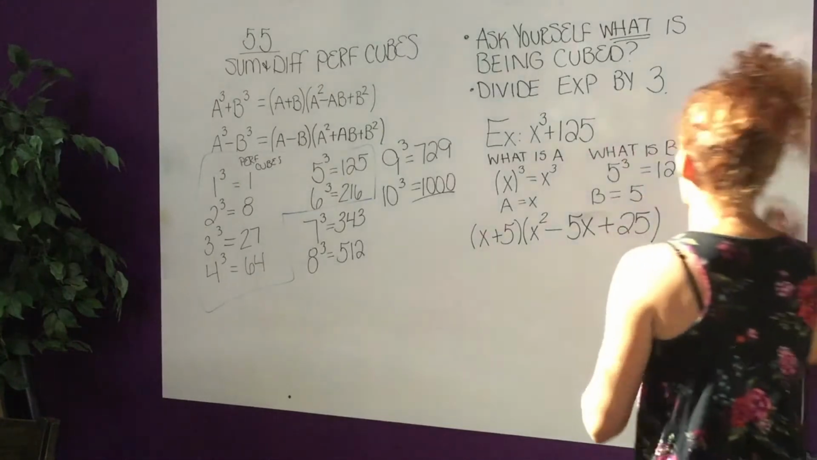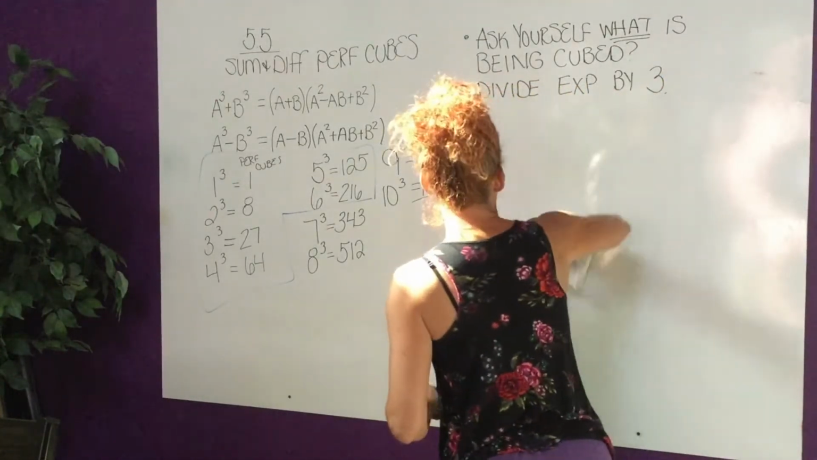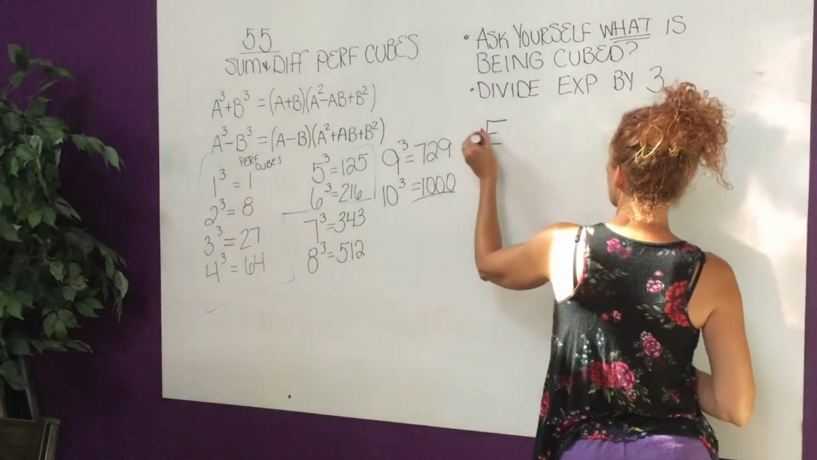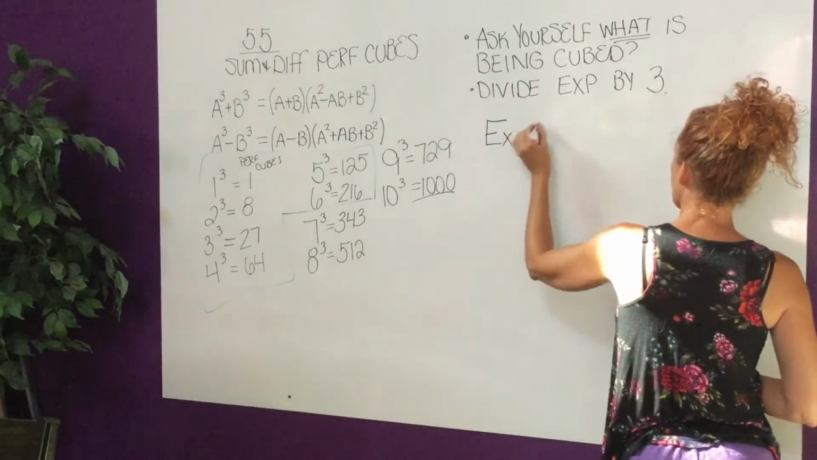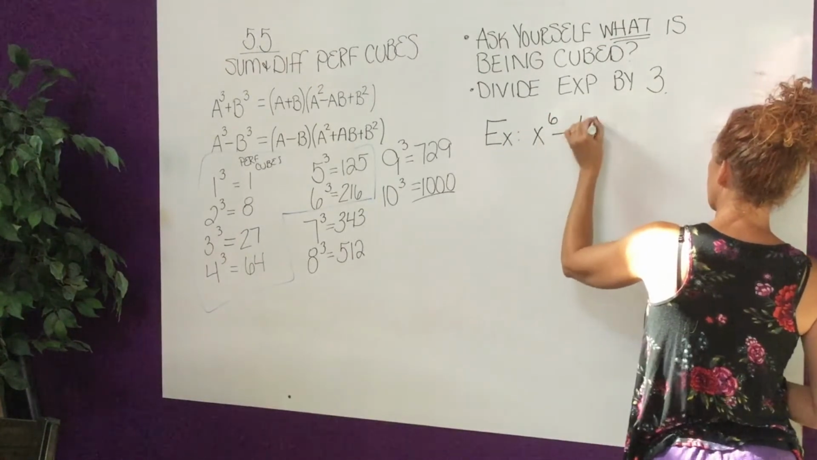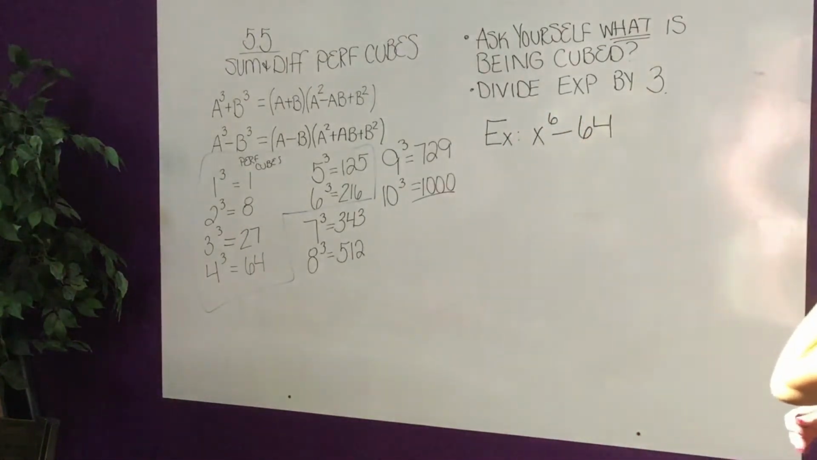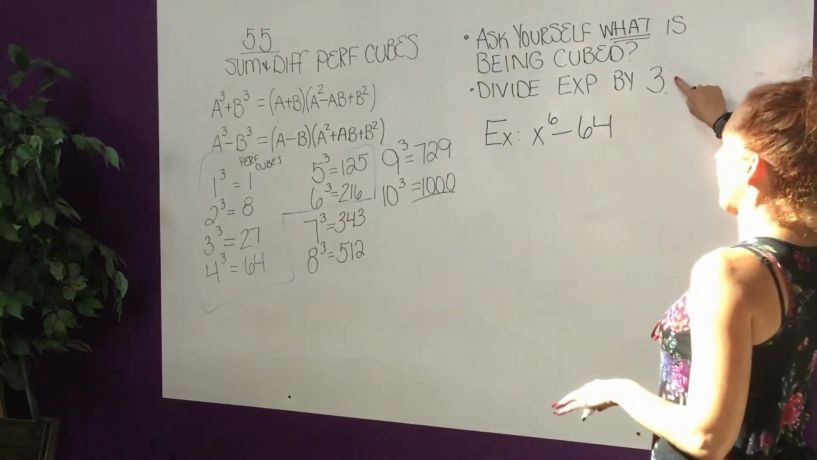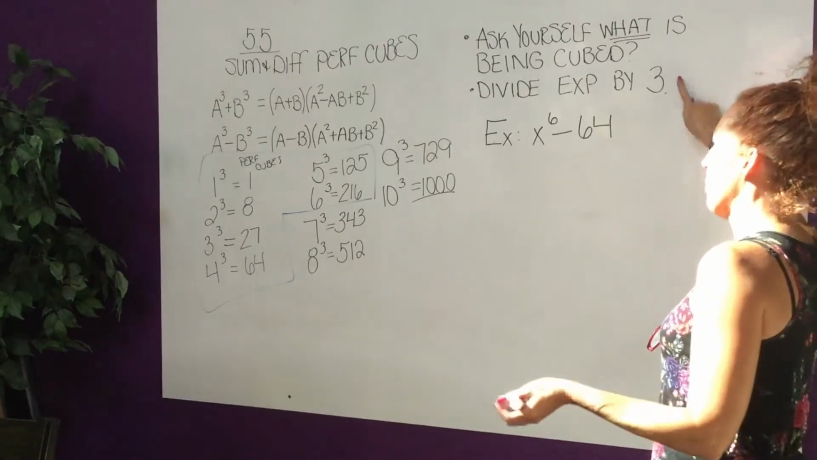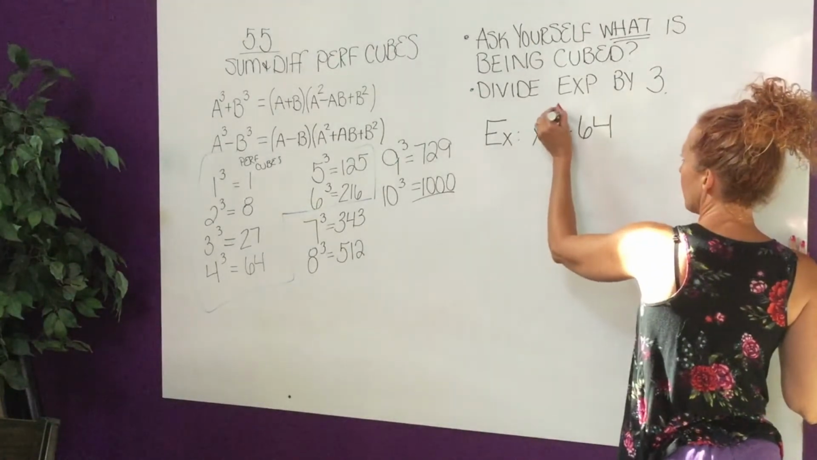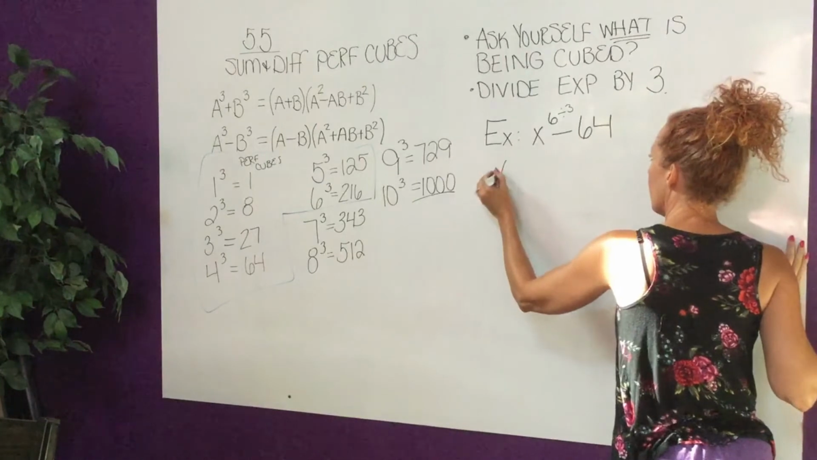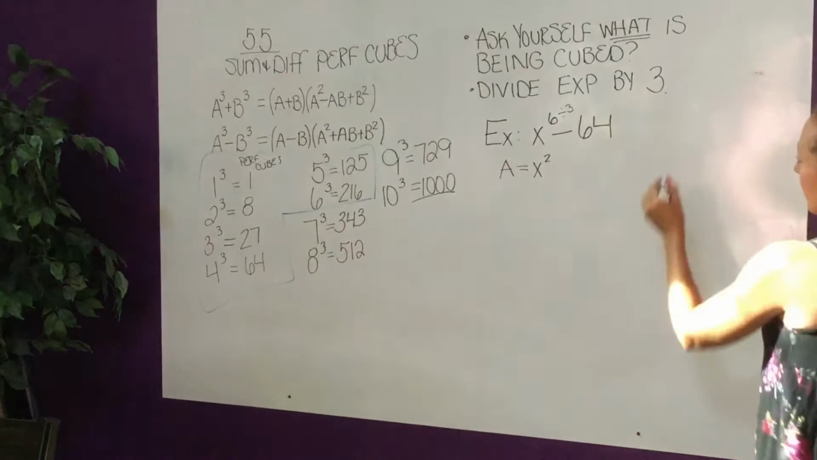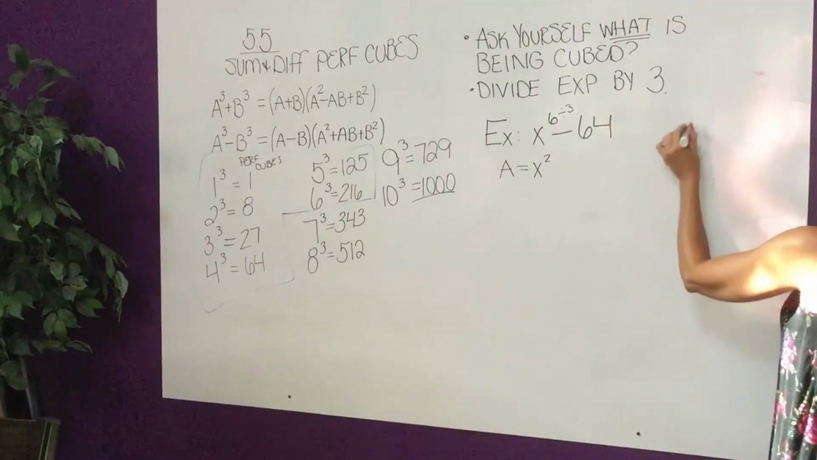Let's do it again. You literally just look at the formula. Let's do x to the 6th minus 64. So I'll switch this one up just a little bit. Divide the exponent by 3 because we're talking about perfect cubes. So if I go 6 divided by 3, the a is x squared. And off to the side, I'll explain that in a different way.